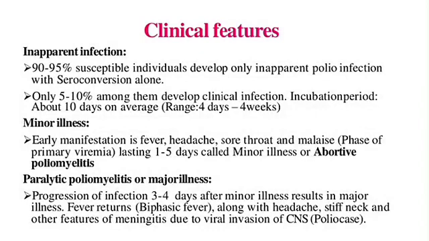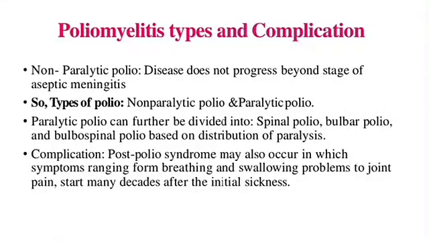Fever returns, the biphasic fever, along with headache, stiff neck, and other features of meningitis due to the viral invasion of the CNS. This is the polio case. Non-paralytic polio is the disease that does not progress beyond the stage of aseptic meningitis. So, the types of polio are non-paralytic polio and paralytic polio.